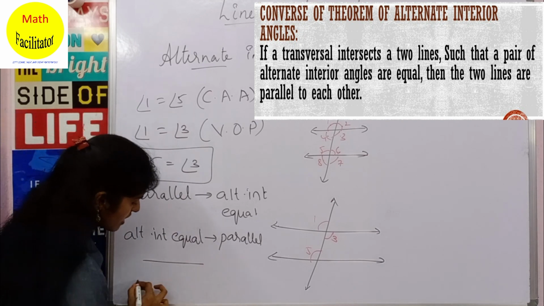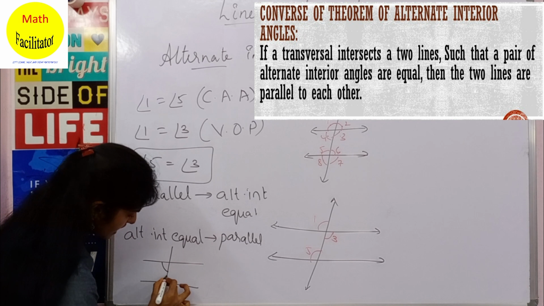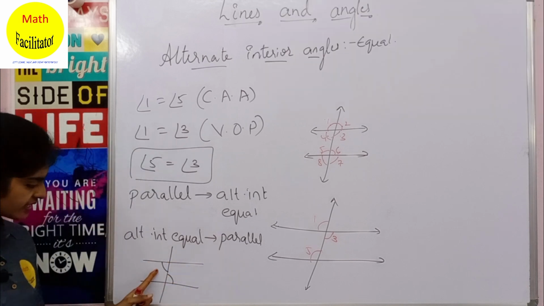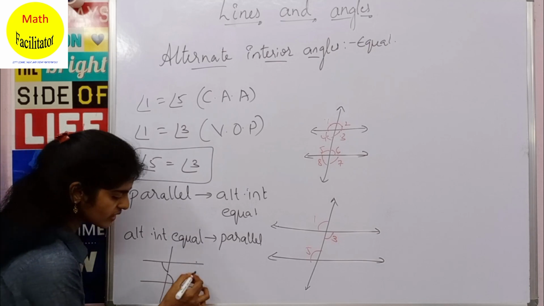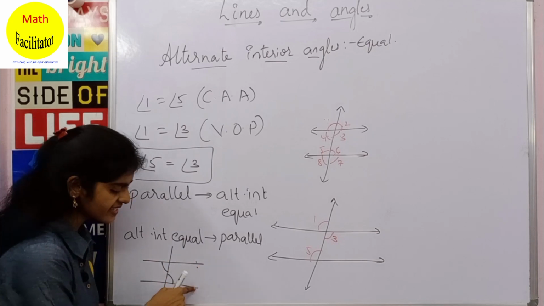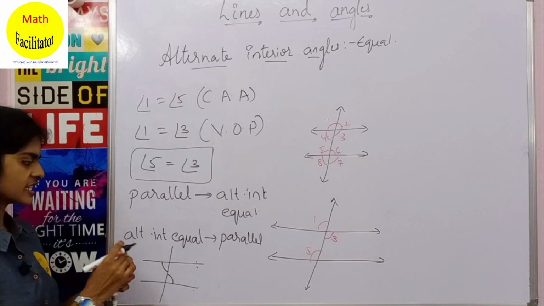Suppose you have two lines in this way and they told you that these two angles are equal. That means they are alternate interior angles and they are equal. So what can you tell about these two lines? You will say that these two lines are parallel. Clear? So this is what we have done here.